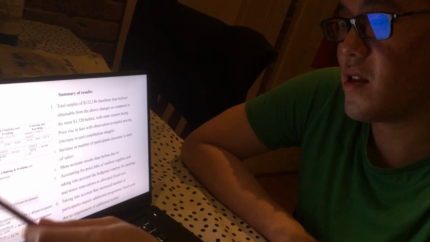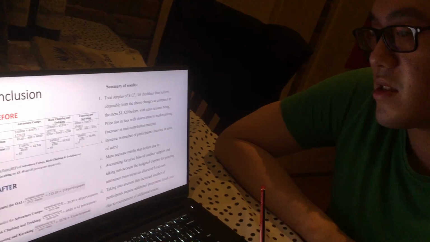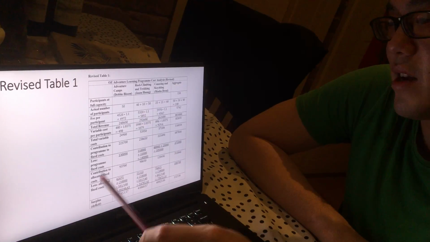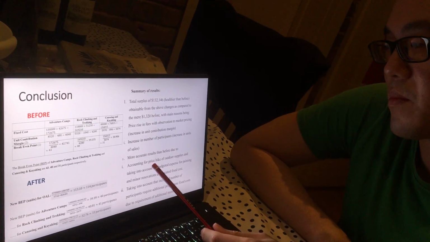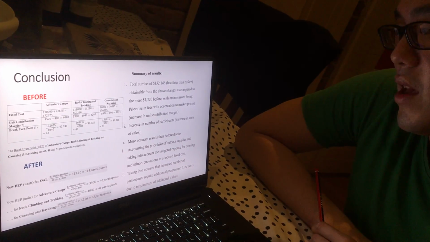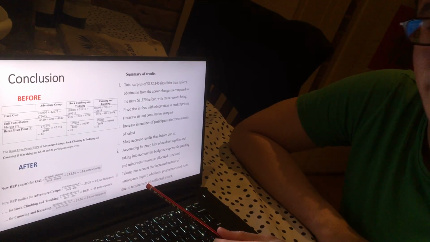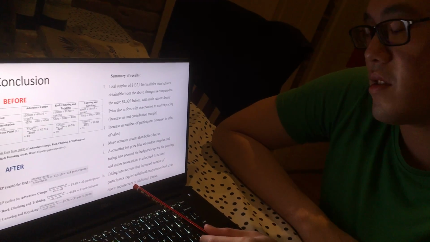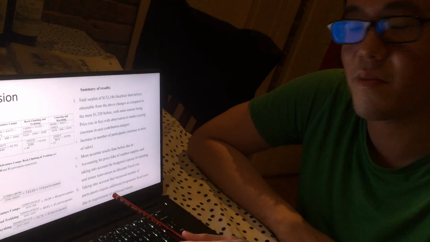Also, this new BEP depends on more accurate results because we take into account the price hike of outdoor supplies, and we also take into account the additional need for trainers to cater for the extra people participating in the event.